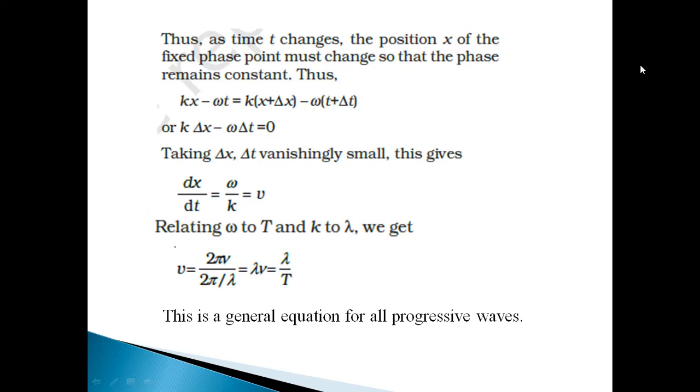But omega, you know, is 2 pi by period, or it is 2 pi into frequency, and k is 2 pi by lambda. Substituting these two values in velocity, we get velocity is equal to lambda into frequency, or it is equal to lambda by time period, capital T. So this is a general equation for all progressive waves.